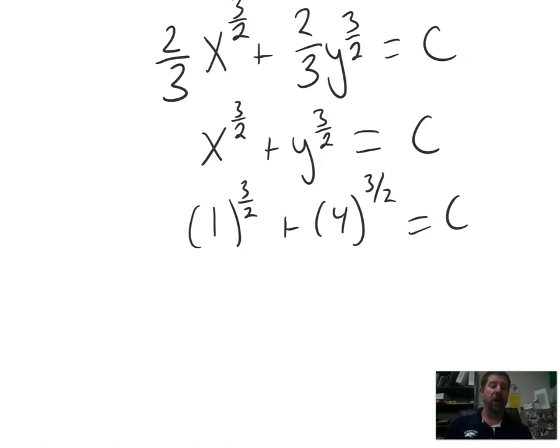We can go ahead and finish this now. 1 to the 3 halves is 1. 4 to the 3 halves means the square root of 4, which is 2, to the 3rd power, which is 8. So 1 plus 8 equals c. Now I know that c has to be 9.